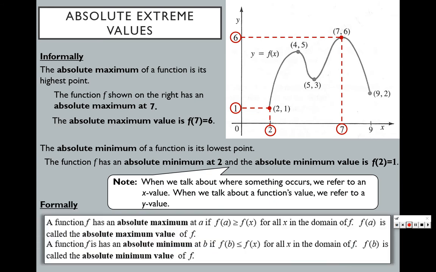And here's the formal thing. Formally, it's saying if something's an absolute max, at that a value, it's going to be greater than or equal to all the other x values. If it's an absolute min, it's going to be less than or equal to all the other x values.